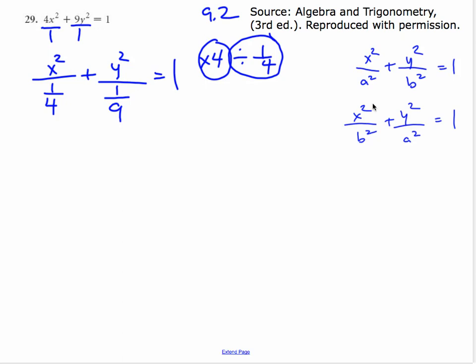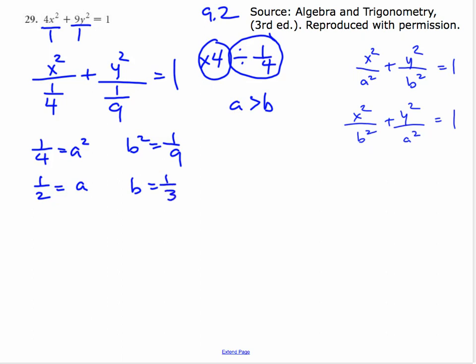Now to determine which of these formulas it is, remember A is always greater than B in ellipses, and so I look to see which of those numbers is bigger. And of course a quarter is larger than 1/9. So then I would say 1/4 is equal to A squared, and if you take the square root of both sides, you get A is equal to a half. B squared then is equal to 1/9, and then B is equal to 1/3.